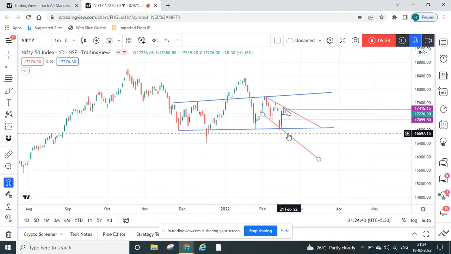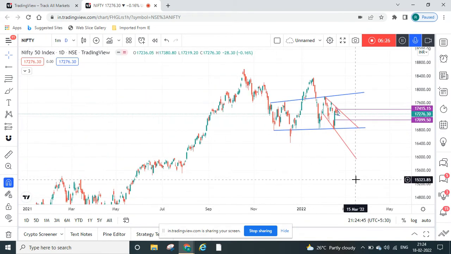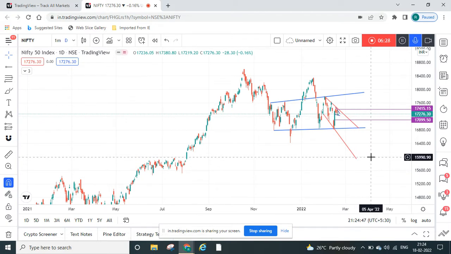Why? Because if a breakdown has been done, we can expect the Nifty to go till this level, which is around 16,000. This is the level which I have been expecting for a longer period. And once the Nifty comes to this level, I will be adding one part of my investment into this 16,000 level.